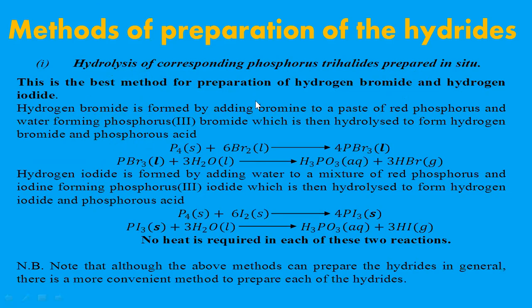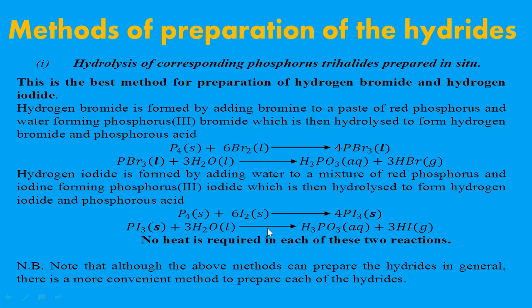For hydrogen bromide, we add bromine to a paste of red phosphorus and water, forming phosphorus tribromide, as you see here. The red phosphorus paste with water reacts with bromine to form phosphorus tribromide. The phosphorus tribromide is then hydrolyzed to form phosphorous acid and hydrogen bromide gas.